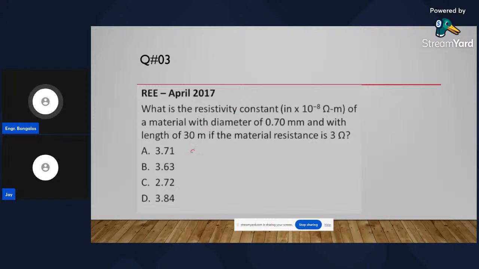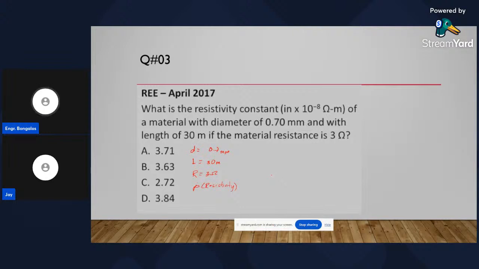So sabi dito yung diameter is equal to 0.7 mm. Then yung length natin, meron tayong 30 meter. Then yung resistance naman natin, yung R natin is 3 ohms. Ano ba yung pinapahanap? The resistivity, rho. Resistivity.